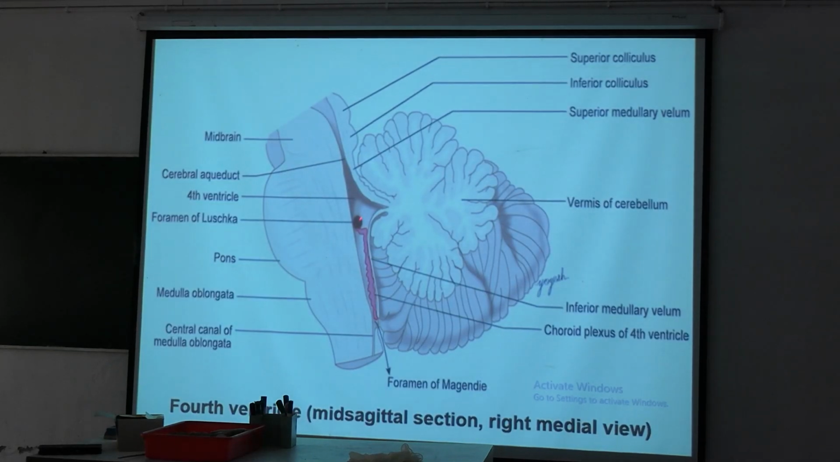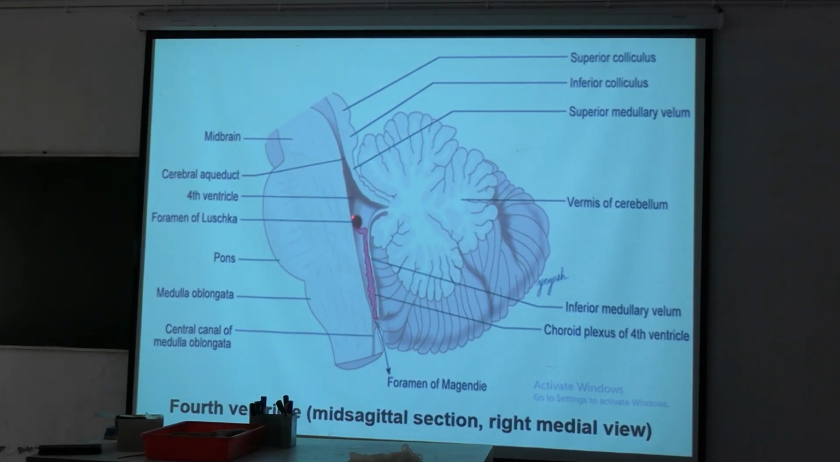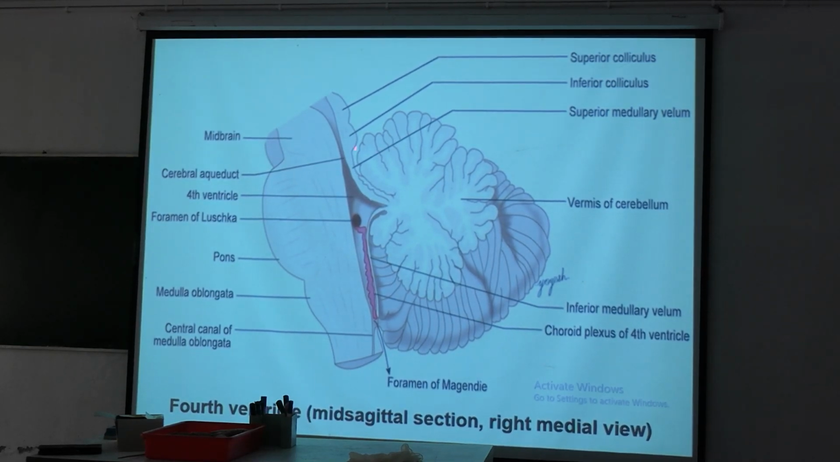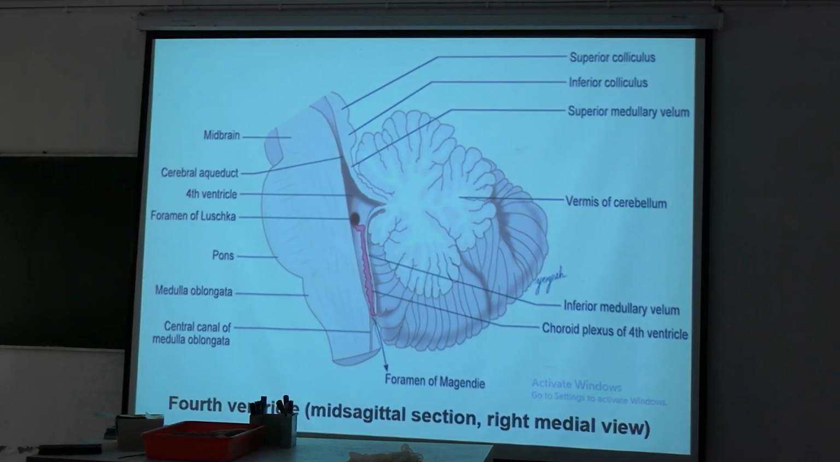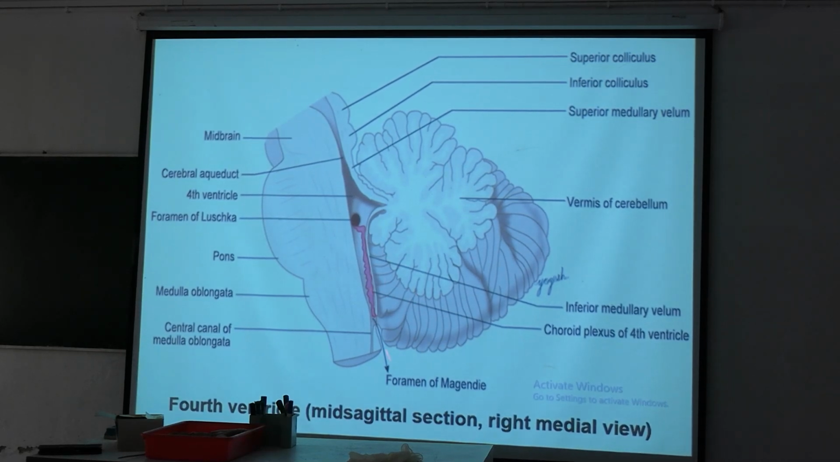See, this is the fourth ventricle, tent shaped. Anterior to it lies the lower part of pons and upper part of medulla. And posterior to the fourth ventricle lies the cerebellum. Okay, mainly the cerebellar vermis. And this is the choroid plexus of the fourth ventricle, which helps in secretion of CSF.